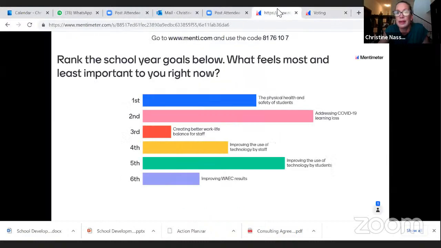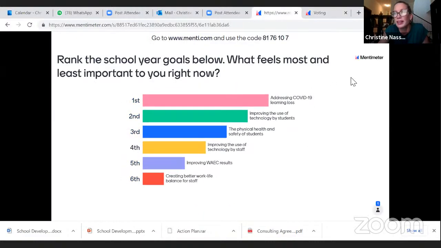Now let's go back to my results page. Amazing. Okay, you guys are doing a great job. So what we'll see down here in the corner are the number of people who followed the link, right? The link that we just popped into the chat. I'll pop it in again. And then ranked what feels most important to them to least important to them right now.